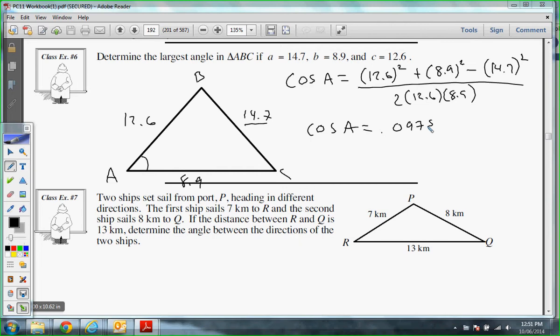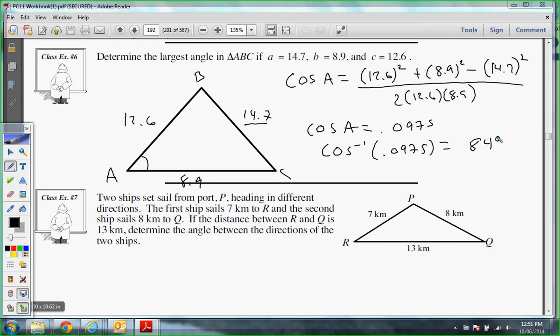Okay, did you get that time? Okay, and then what do we want to do? What was my last step? Right, second cos, or cosine inverse of 0.0975. It'll kick out your degrees, and it should get you 84 degrees. That's the biggest angle of the triangle. Okay? All right, we got one more.